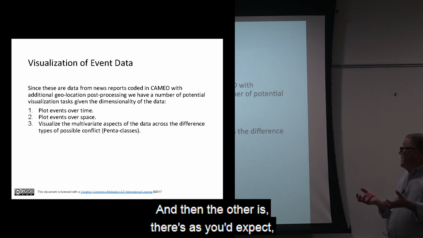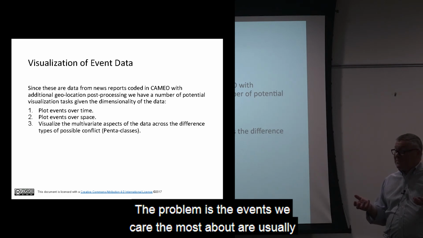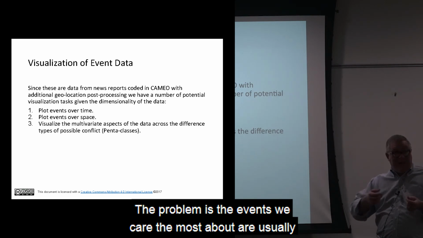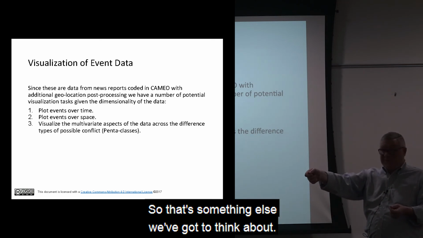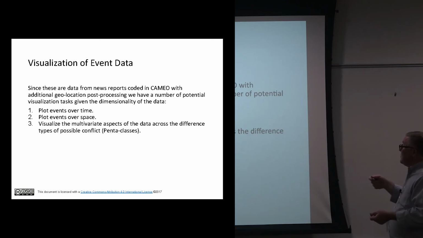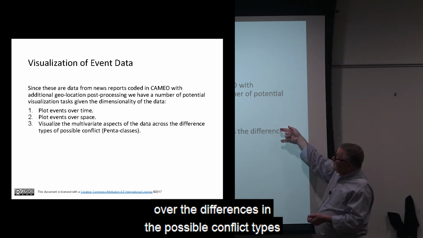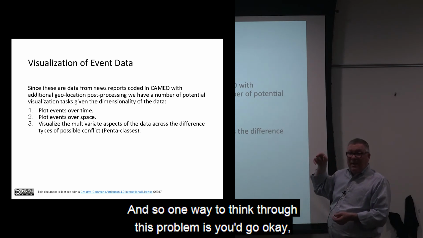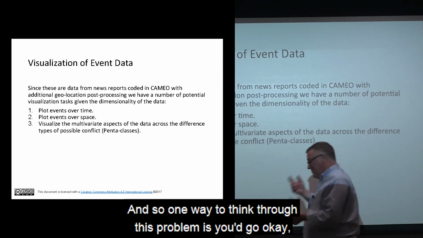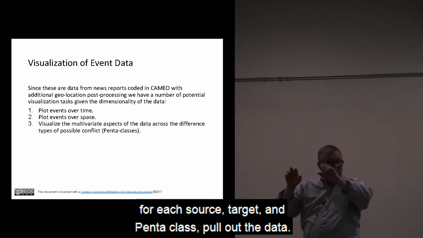And then there's, as you'd expect, a whole bias towards just where population is. The problem is the events we care the most about are usually where there are the fewest people to actually observe them. So that's something else we've got to think about. And then we're going to want to look at this across the differences in the possible conflict types, across the pentaclasses.